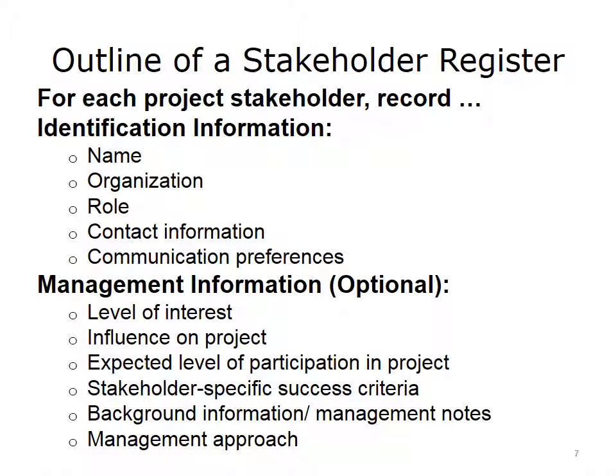Let's look at some of the elements that might be in a stakeholder register. This slide shows two major kinds of information. The first set of information is identification information, which consists of the basics, such as contact information, names, organizations, and the important role that they are playing in the project. The other set of information is management information.